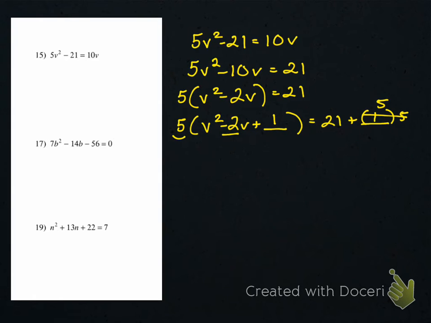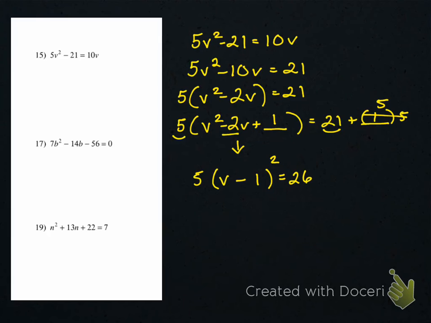I'm going to erase this stuff just to give myself more room. And now, remember, I write this in its square of a binomial form. I've forced it to be a perfect square trinomial. And now I'm going to write it as a square of a binomial. Square root the first, square root the last, sign of the center term. Remember, the square root of 1 is 1. Bring the little 5 down, and then take a look at what we have going on here. We have a 21 and now a 5. 21 and 5 is 26.